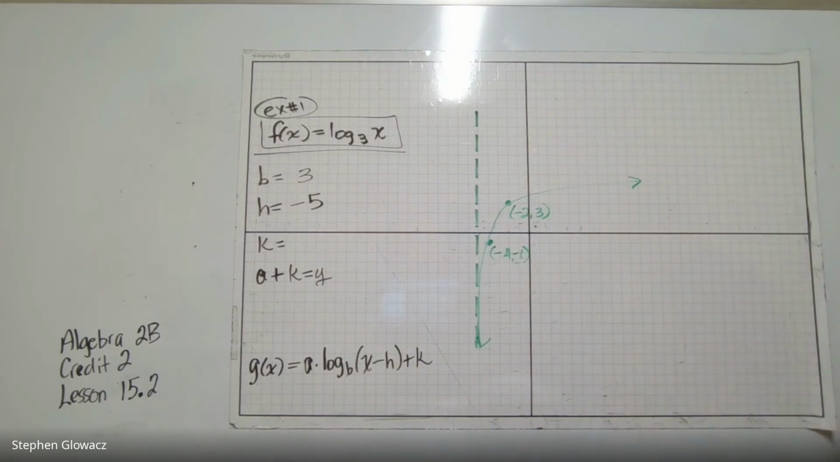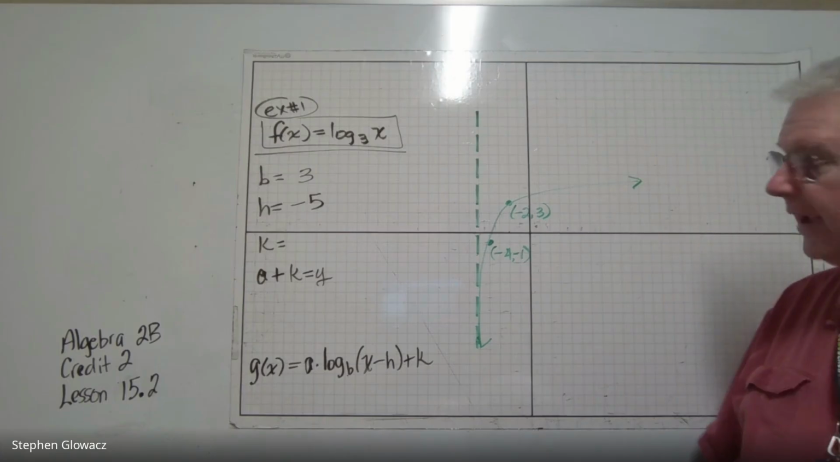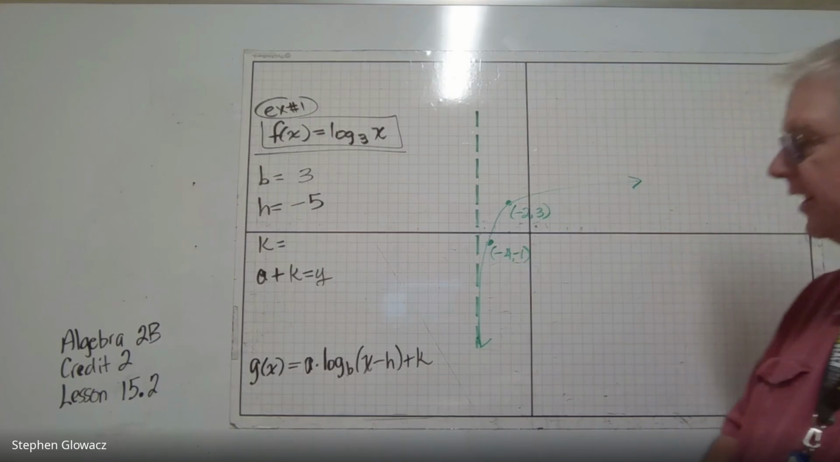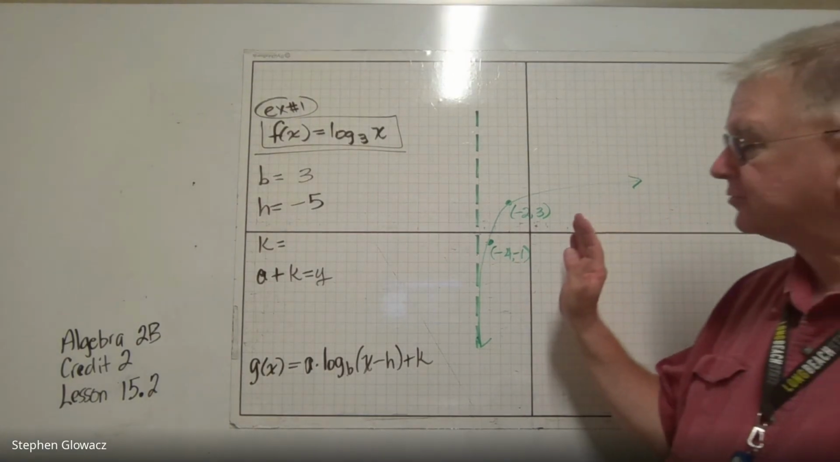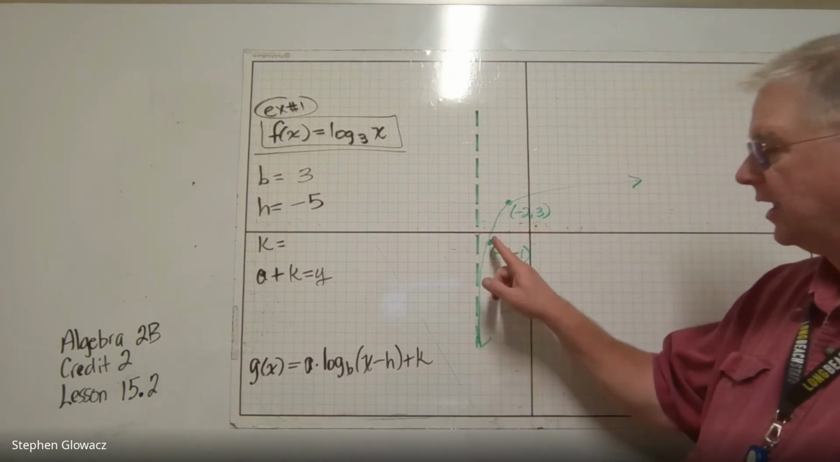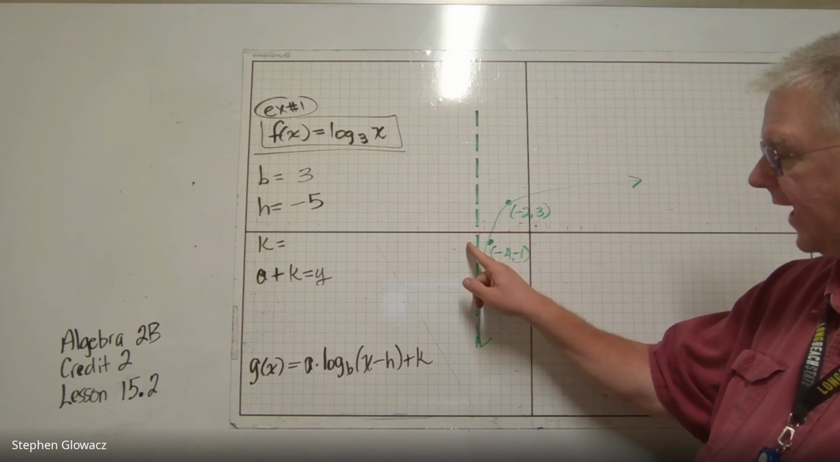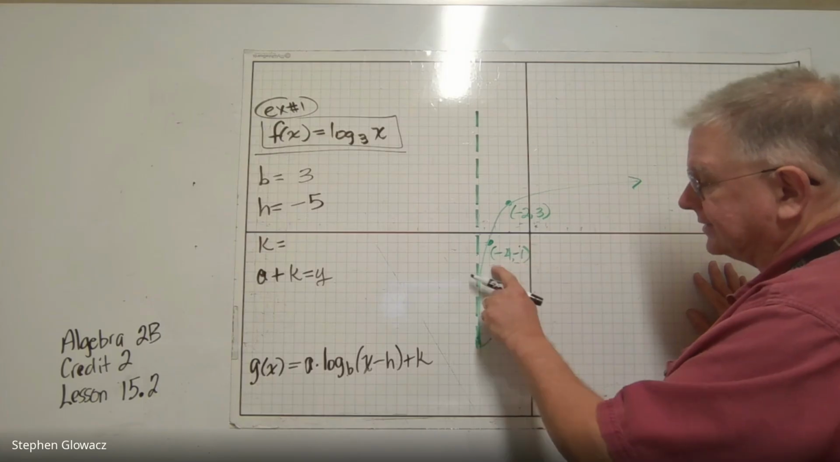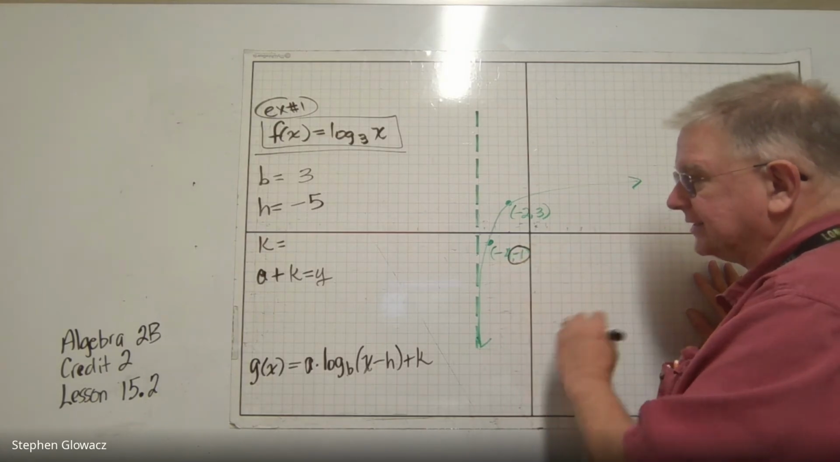Next is k. K is the y-coordinate from the first reference point. Now, which one's the first reference point? Recall that the first reference point is the one that's closer to the asymptote. So this point is closer to the asymptote than this one. So our first reference point is here, and then the y-coordinate is -1.